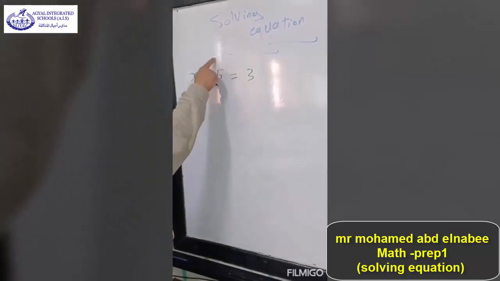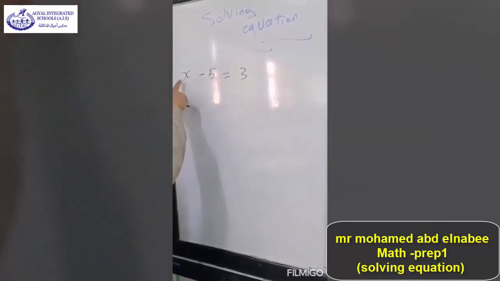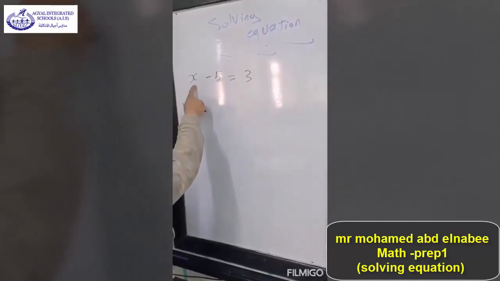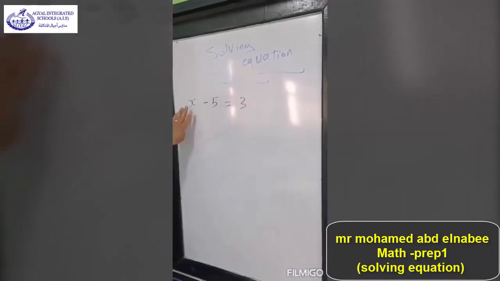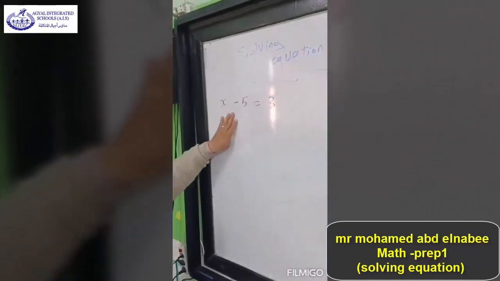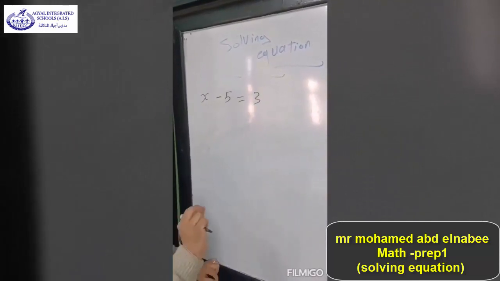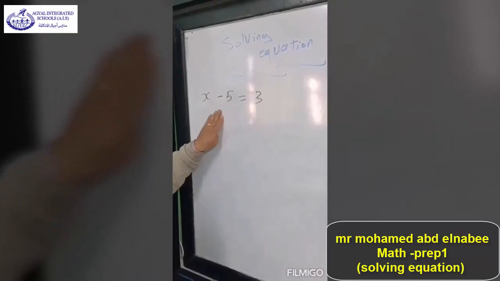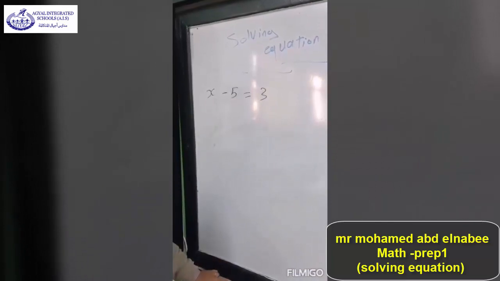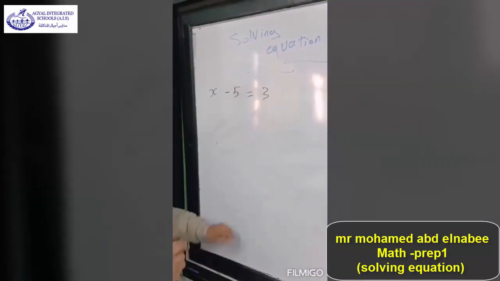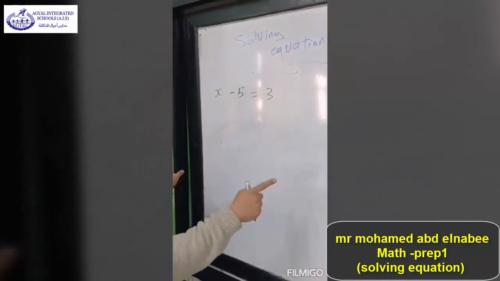If we look at this side, x minus 5, what is the number? If we subtract 5 from it, it gives 3. We have two methods to know the value. First method, we translate the element to the other side. Don't forget the following: if we translate any element from one side to another, we must change the operation. Take the opposite operation. This is subtraction. What is the opposite of subtraction? The opposite of subtraction is addition.